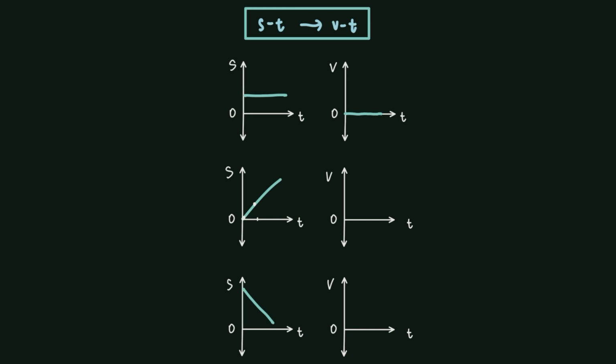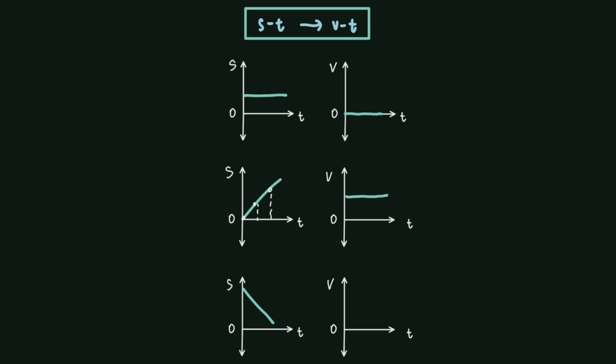Okay, for the next one, your displacement is increasing when your time increases. And as you can tell, the gradient of this line is constant. So we can draw a horizontal line at this part of the graph, because the gradient is positive, so your velocity should be positive.